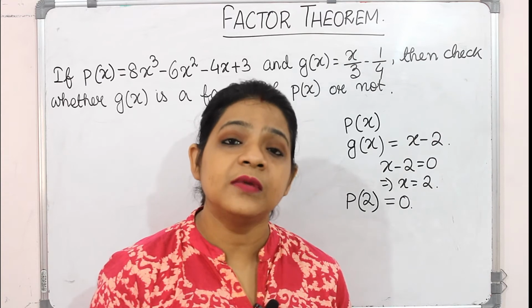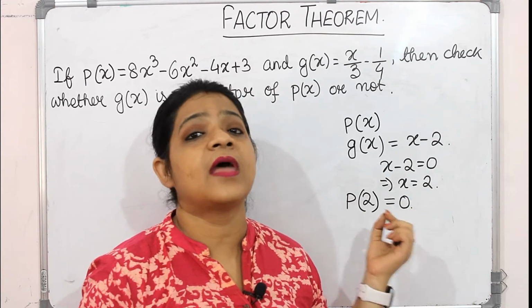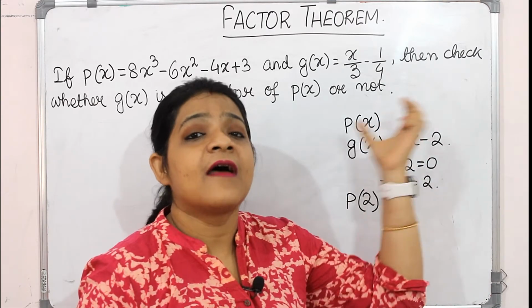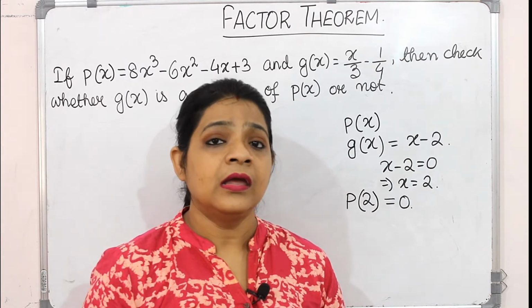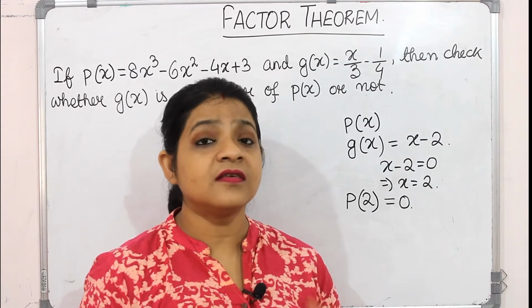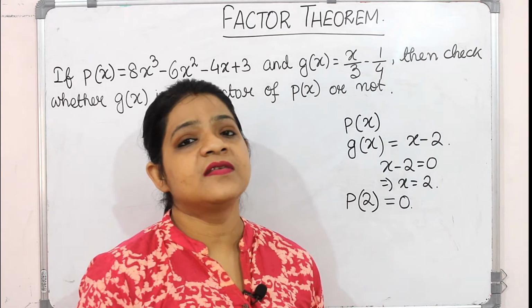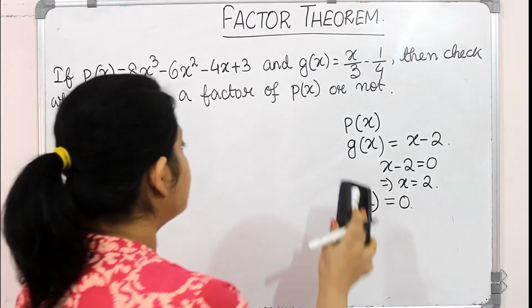Factor of p(x) means what? The remainder has come out to be 0, and from that we can say that g(x) is a factor of p(x), or p(x) is divisible by g(x). So this is the basic concept of the factor theorem. So let's look into the first sum.